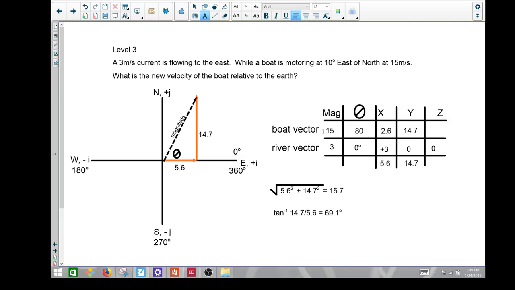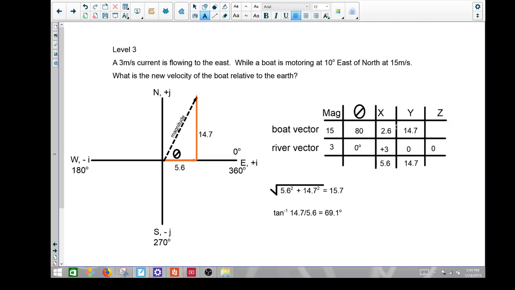The boat vector has 10 degrees. Now I took 80 on this guy because its absolute angle is 80, and then I get 2.6 and 14.7. This river is traveling straight east. All right, so that means going straight to the right. That's 3 and 0, and the z, of course, is 0 for both of them. There's no up and down motion, at least not that we're describing.